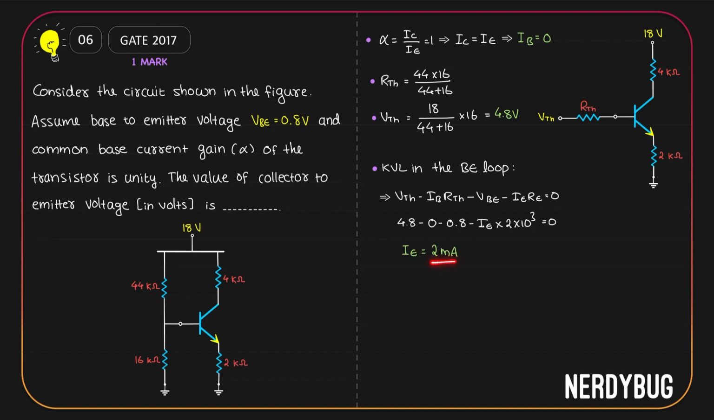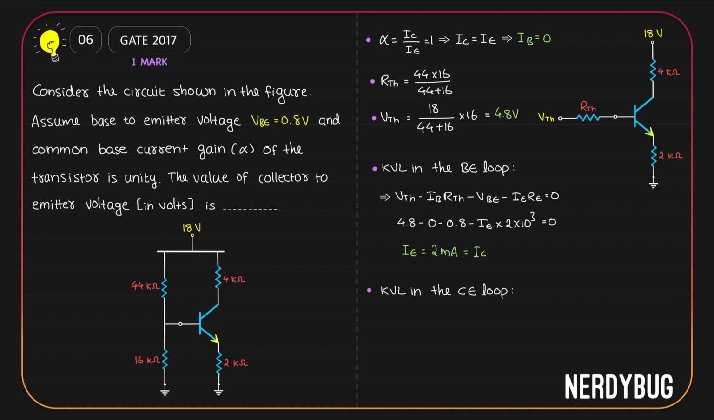IE comes out to be 2 milliampere. But IE is equal to IC, so IC is also 2 milliampere. Now what we have to find out is the collector to emitter voltage, that is the voltage drop over here. To find that, all we have to do is apply Kirchhoff's voltage law in the collector emitter loop. Because we are applying 18 volt here, out of that IC RC will be dropped over here, IE RE will be dropped over here, and the rest has to be dropped between the collector and emitter.